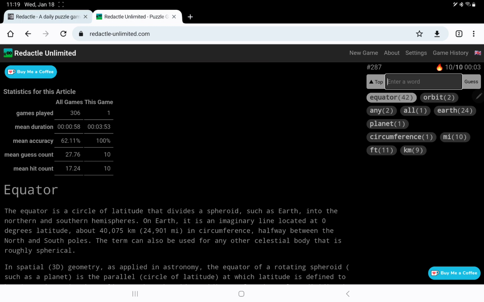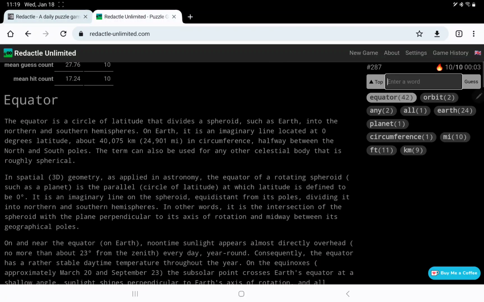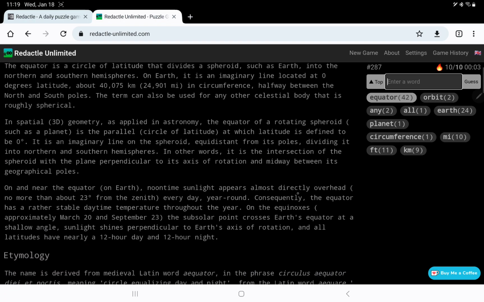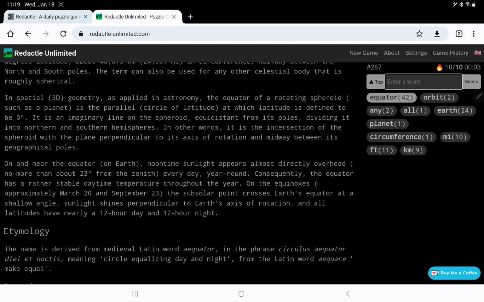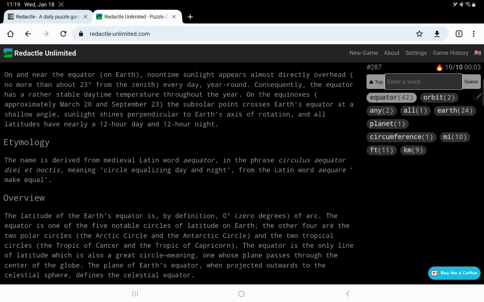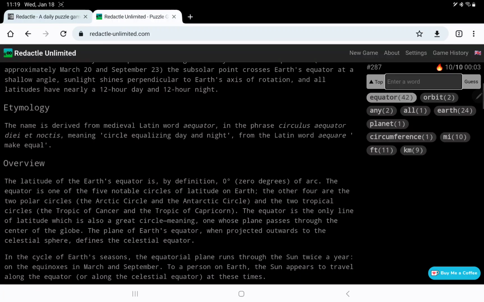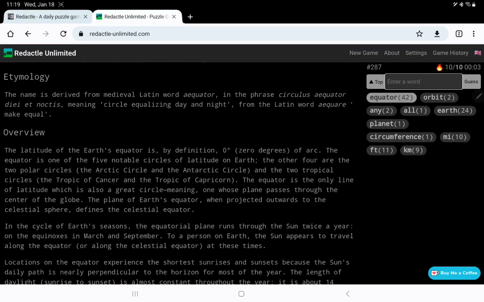Of the 306 games played, the mean guess count is 27. It is a circle of latitude that divides a spheroid such as Earth, okay, into the northern and southern hemispheres. And there we go, on Earth, in spatial geometry, etymology, circle equalizing day and night, okay.